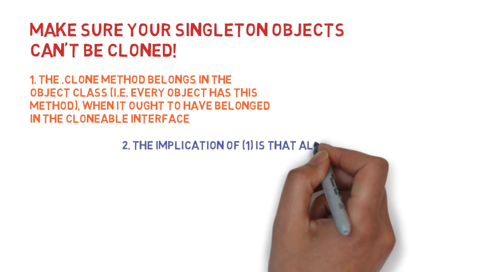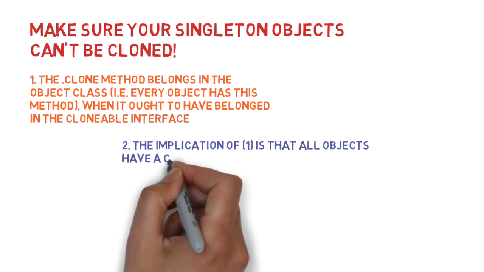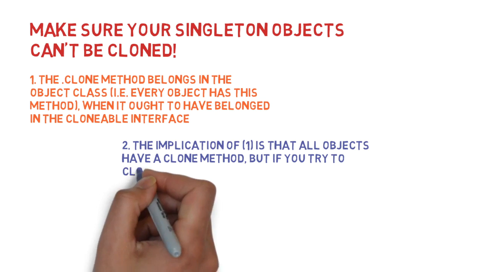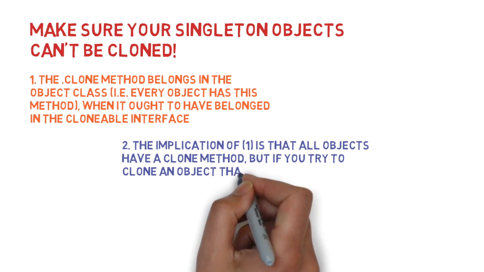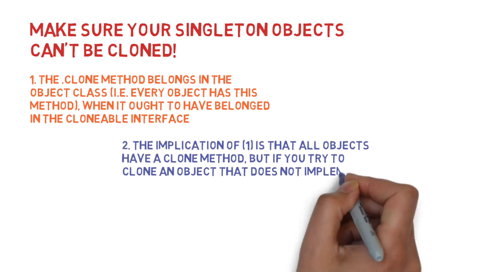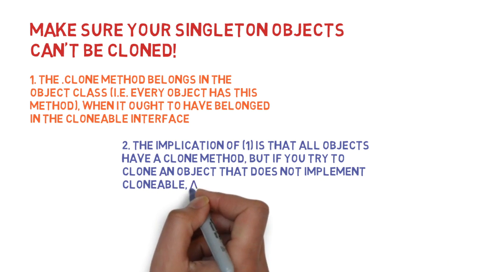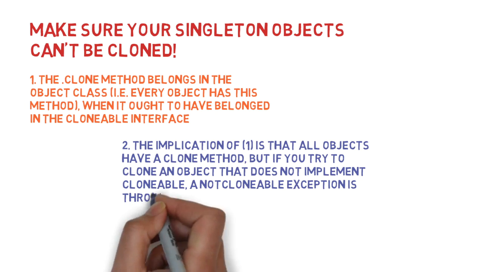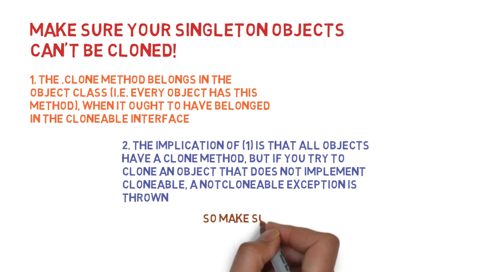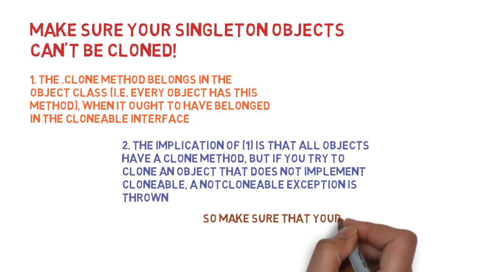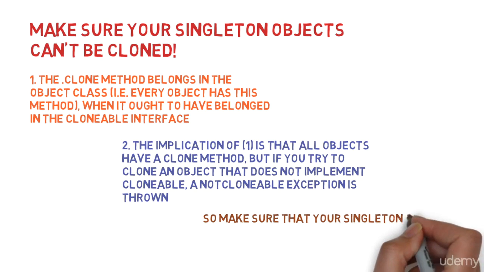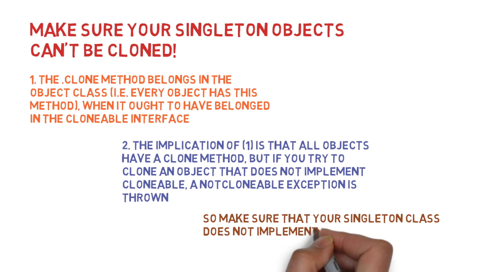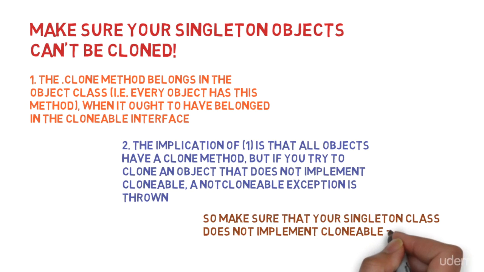What's the implication of this? This means that all objects have a clone method and can potentially be cloned. But if you try to clone an object that does not implement the clonable interface, a not clonable exception is thrown. So to work around the fact that we don't really want all objects to be cloned, if your object does not implement the clonable interface, a not clonable exception is thrown when you try to call clone on that object. So you need to make sure that your singleton class does not implement clonable, because you want it to be a singleton.